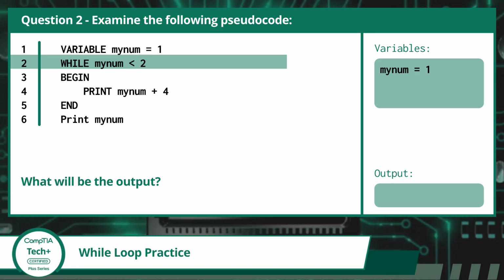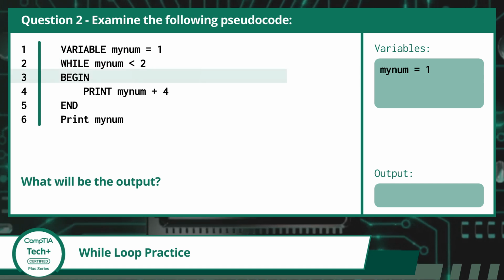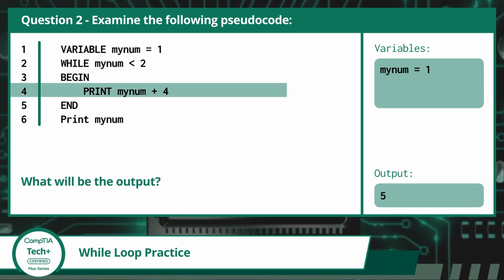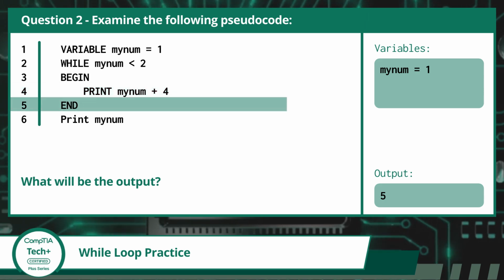Since the value of the variable mynum, which is currently 1, is less than 2, we will execute the code statements within the loop. The word begin on line 3 is only used here to mark the beginning of the looped code statements. So let's continue on. On line 4, we will print out the value of mynum plus 4. This will cause the program to output the value of 5. On line 5, we have the word end to mark the end of the looped code statements.